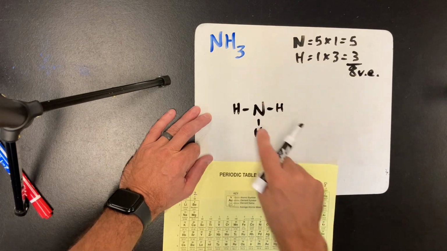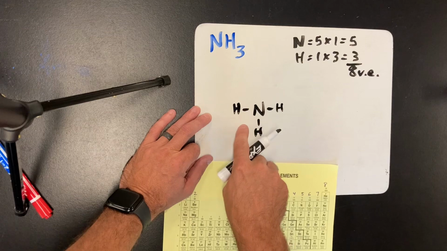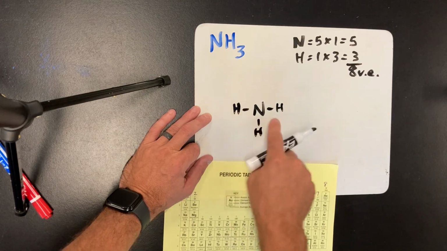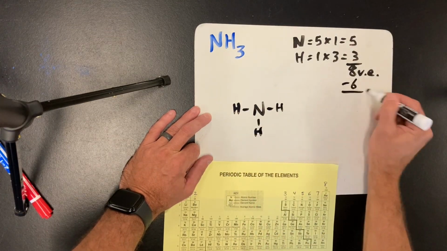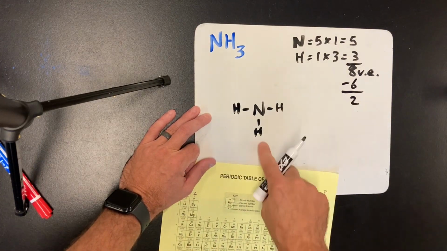And so we draw a single line connecting each of the atoms. Remember, each line represents 2 valence electrons. So we've got 2, 4, 6. So that takes care of 6 of our valence electrons. We're left over with 2. Notice you're not going to give 2 to any of the hydrogen.